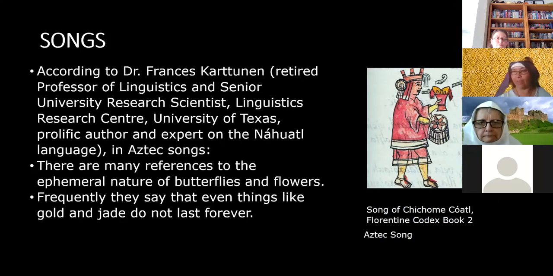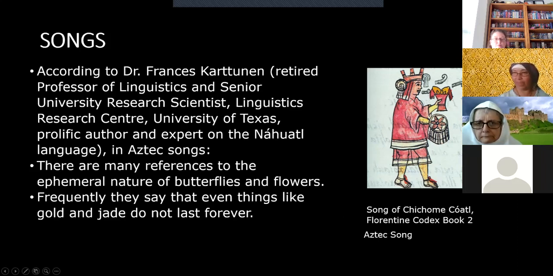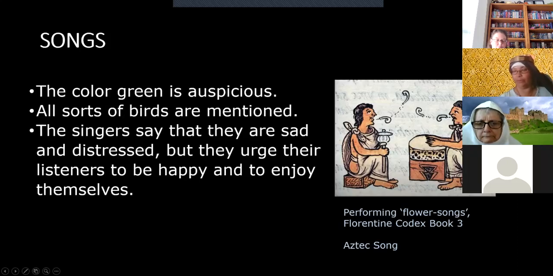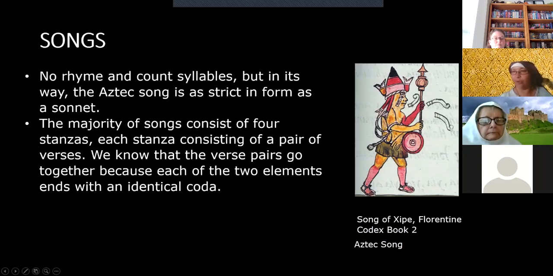Here we have an example. Let me go back. This one is an example of a musician playing an instrument and singing. This one is from the Florentine Codex Book 2. And this one is from the Florentine Codex Book 3. We saw that example already. And over here, we have an example of another musician. This one is from the Florentine Codex, Book 2.